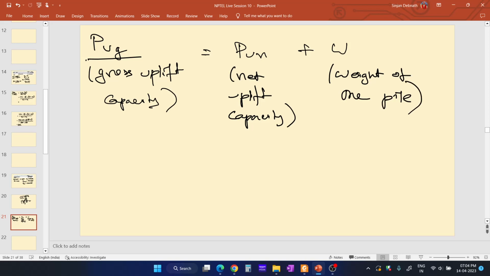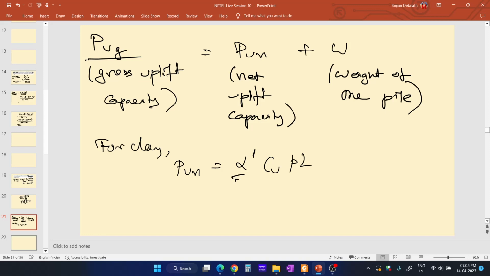So for clay, PUN is equal to alpha dash Cu P into L. What is alpha dash? It is the adhesion factor. And what is Cu? It is the undrained cohesion. P is the perimeter, and L is the length. And one thing I must mention, that is the adhesion factor.